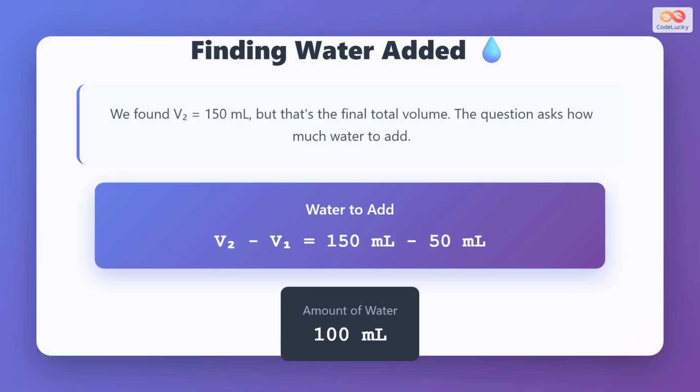Here's an important distinction. We found that V2 equals 150 milliliters, but that's the final total volume of the solution. The question specifically asks how much water we need to add. To find the amount of water to add, we subtract the initial volume from the final volume. So we calculate V2 minus V1, which is 150 milliliters minus 50 milliliters, giving us 100 milliliters. Therefore, you need to add 100 milliliters of water to the original 50 milliliters of concentrated solution to achieve the desired dilution.